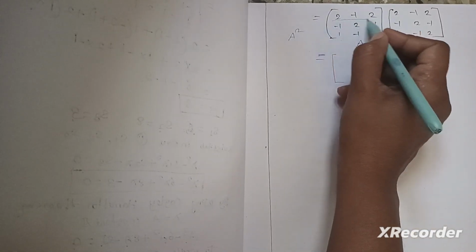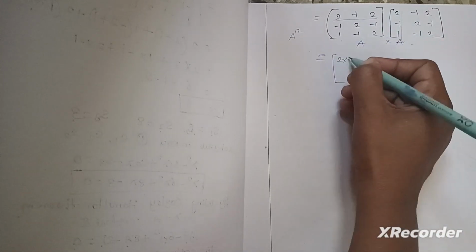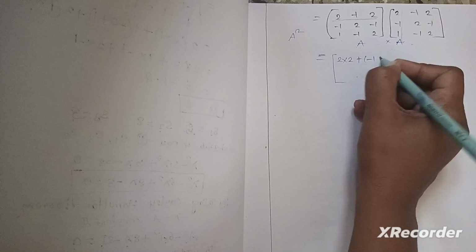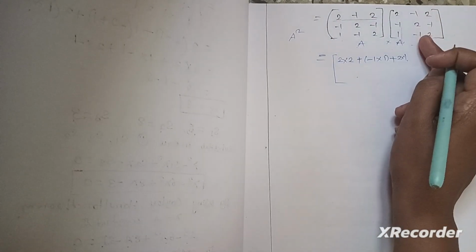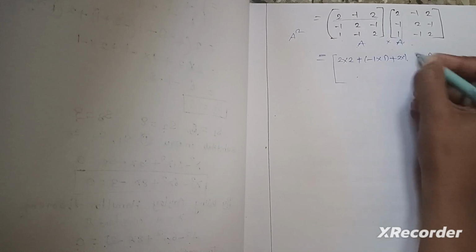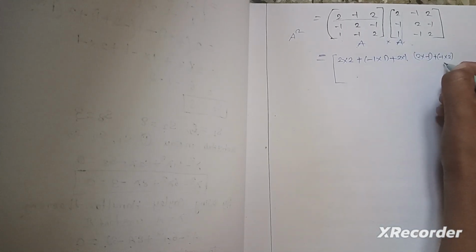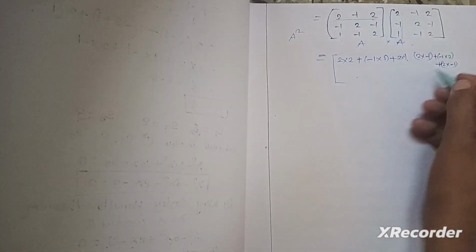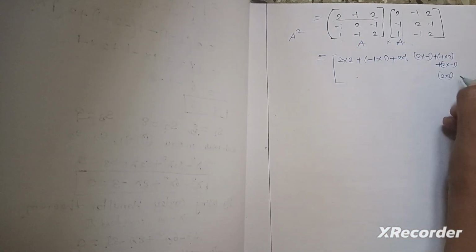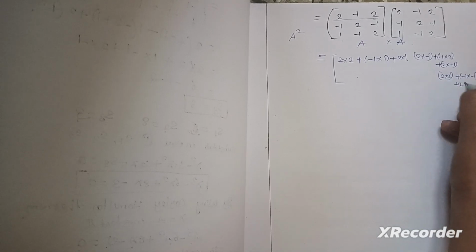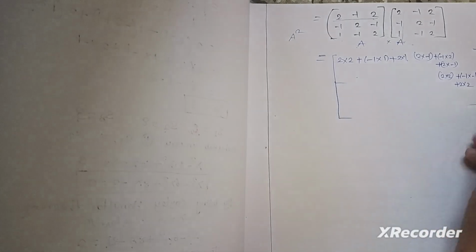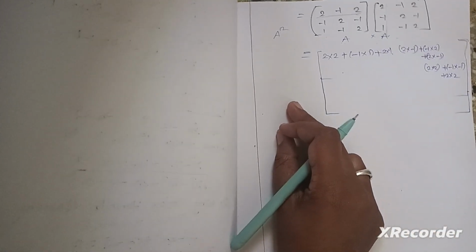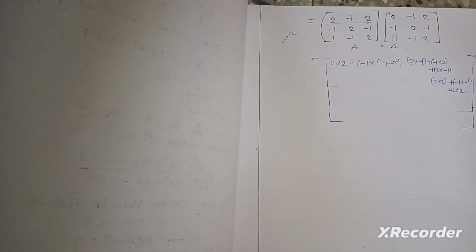Now let's solve. First we take the first row and first column: 2 into 2 plus minus 1 into 1 plus 2 into 1. Next, first row and second column: 2 into minus 1 plus minus 1 into 2 plus 2 into minus 1. Next, first row and third column: 2 into 2 plus minus 1 into minus 1 plus 2 into 2. In this method we have to solve; there is a very easy method in the calculator. In the next class video I will teach how to calculate matrix A squared in the calculator.